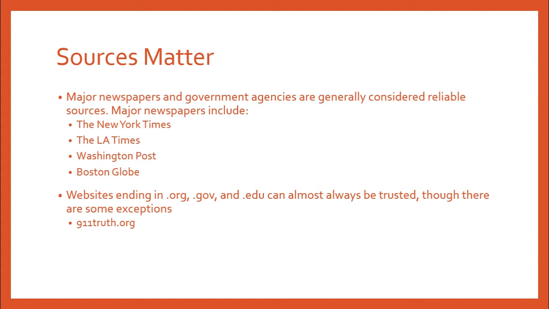So major newspapers like the New York Times, the LA Times, Washington Post, Boston Globe, usually you can pick a major city in the US, so New York, Los Angeles, Washington, D.C., Boston, Chicago. Any of those places, you can pretty safely cite newspapers that are published there. And websites that are nonprofit or educational institutions or run by the government are also generally trusted, but there are some very specific exceptions to the generalization that you can trust any .org, .gov, or .edu.